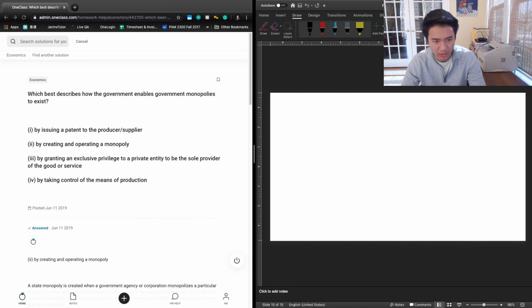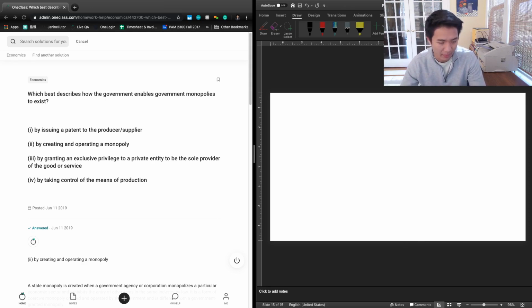What we're looking at here is two key things. First is monopoly, right? What is a monopoly? And we know that a monopoly is when there's only one producer in the market. And the second important thing to note from the question stem is that we're talking specifically about government monopolies. So monopolies that are run by the government, as opposed to some things mentioned in some of the other answer choices here. So we can go down the line.